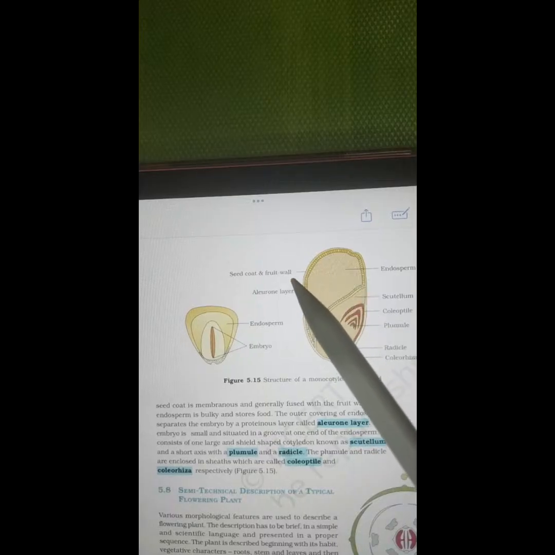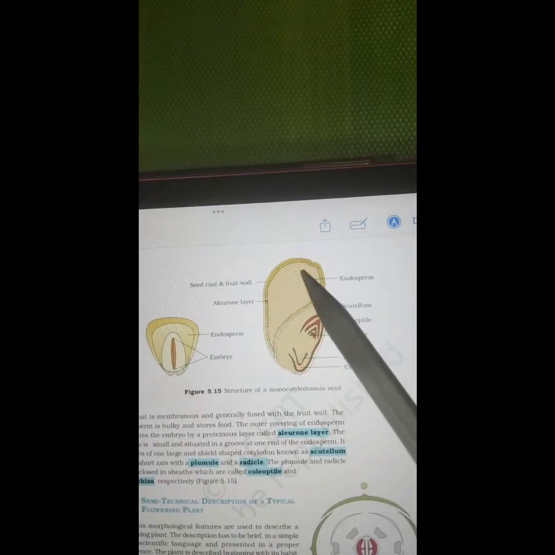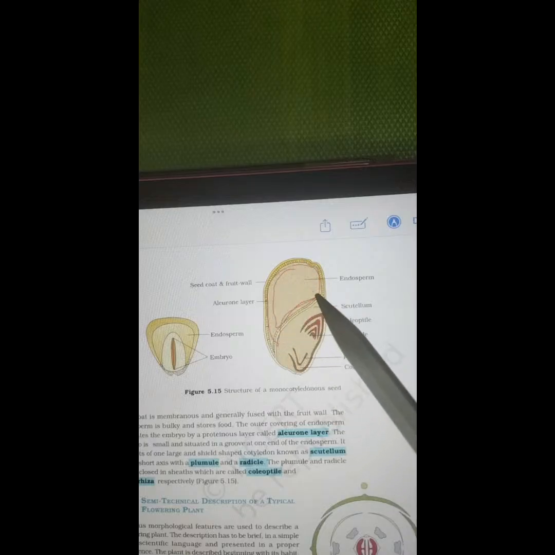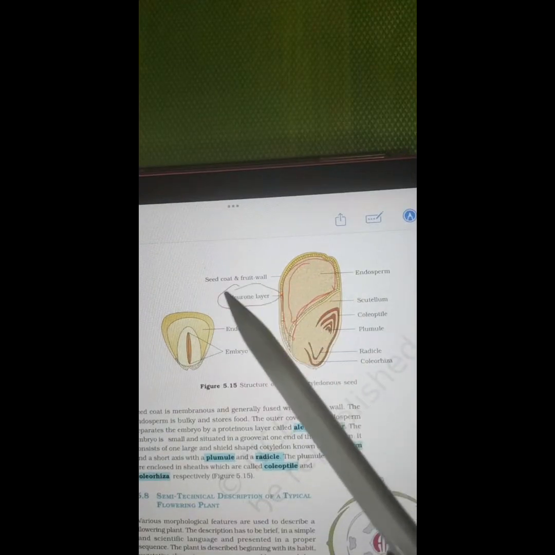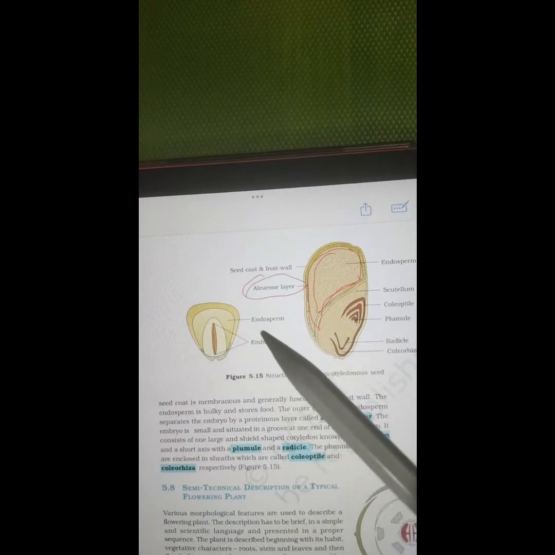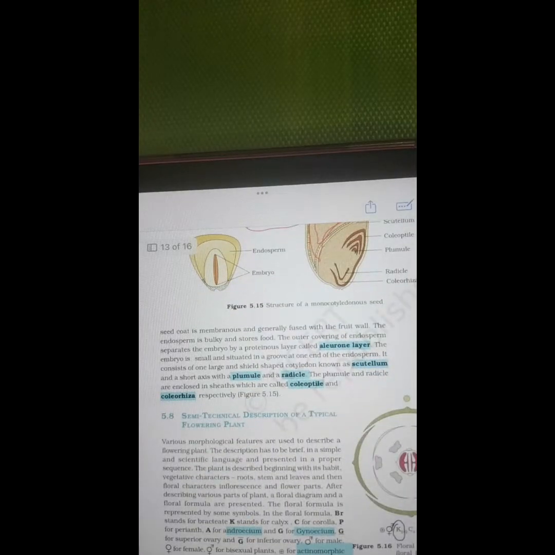The seed coat and the fruit wall, and the aleurone layer. Very important: see the major part in the monocot seed. This part is endosperm, and the outermost layer of endosperm is known as aleurone. Right? So the major part is endosperm, which is rich in protein. That is why it is suggested to eat corn, because it is a richer source of protein. So the aleurone layer you have understood.